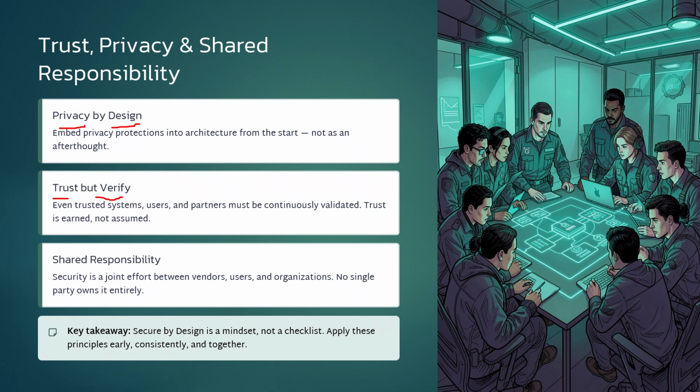which is somehow matching with zero trust. Even trusted system users and partners must be continuously validated. Trust is earned, not assumed. So let's say you have any third party vendors. In that case, you have to verify their access, verify their work, verify their agreements, verify everything with respect to third parties to keep your organization safe. There is a complete team in organizations called TPRM, third party risk management.